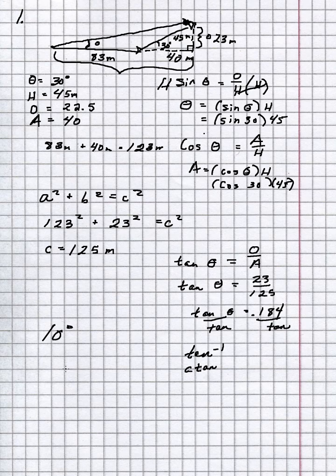Okay, so the resultant for this particular problem is the magnitude is 125 meters, and it's 10 degrees above the horizontal. And that is the answer for number 1 and how we get it. Okay, let's take a look at number 2.